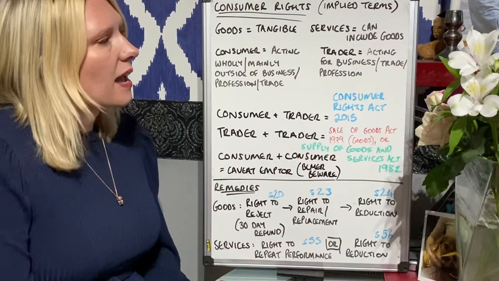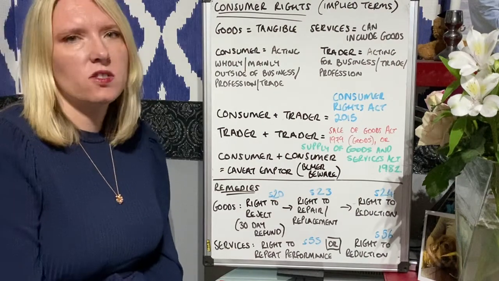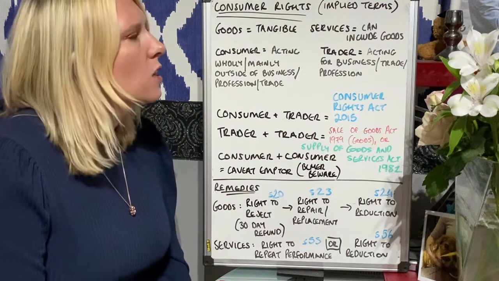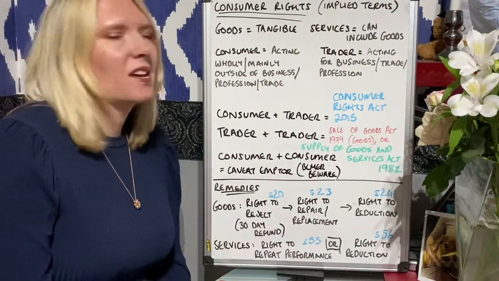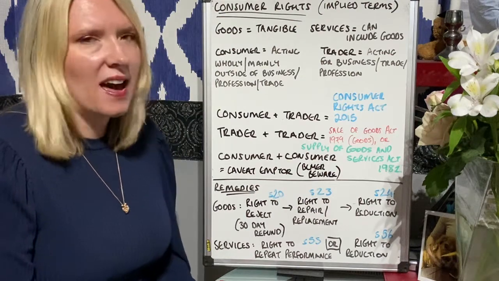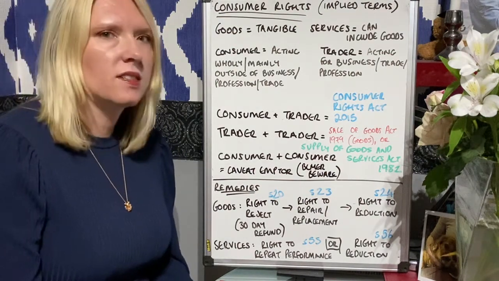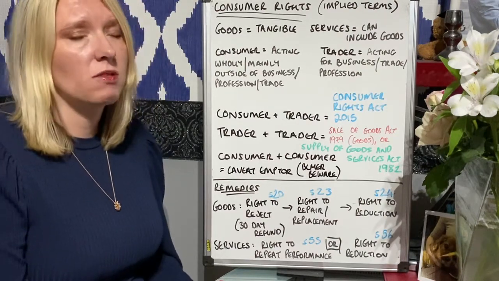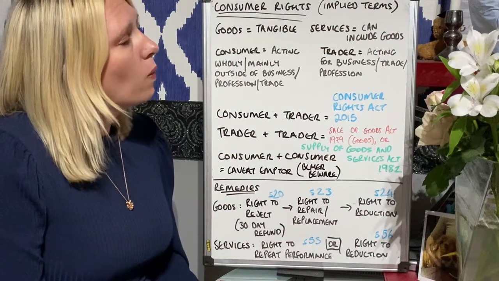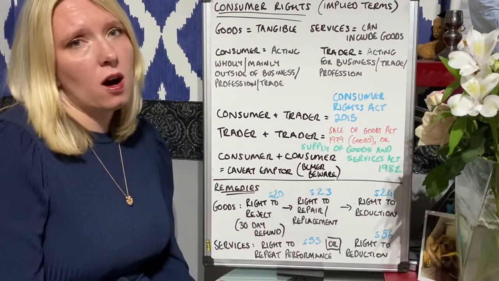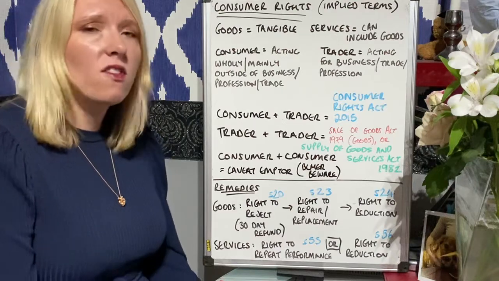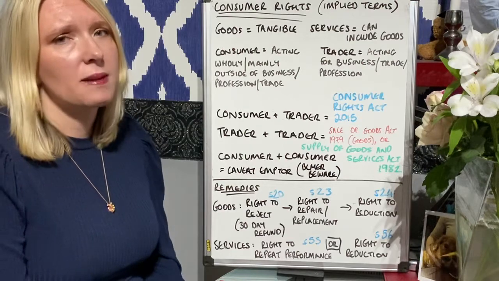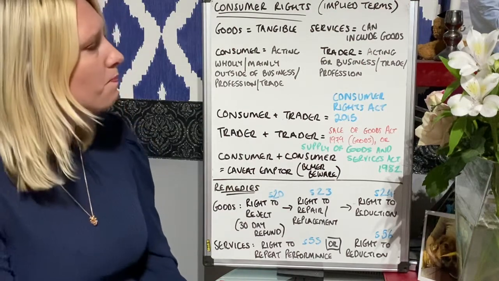Now, a trader is someone who is acting for their business, trade or profession. So they're generally selling something as part of that. So for example, your hairdresser would be charging people for haircuts as part of their business, trade or profession. And that also includes, for example, if you're running businesses from home. So if you have an eBay store, that would count as well. When it comes to traders, it could be that you are the trader or you could be acting on behalf of that person. So for example, if you're a sales assistant in a shop, you would be selling people things as part of your profession.